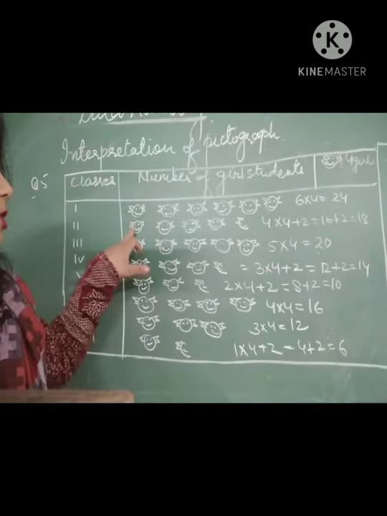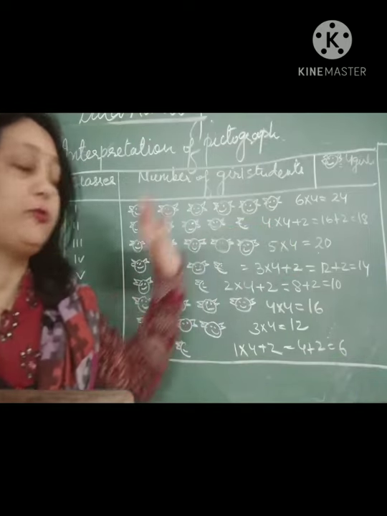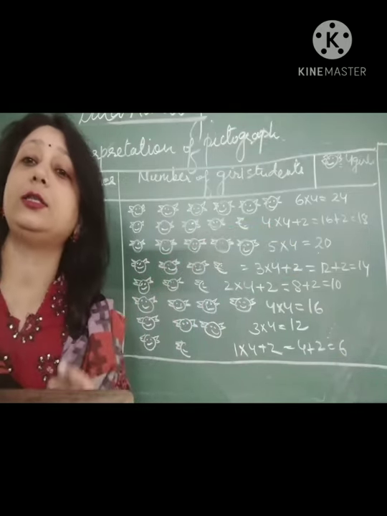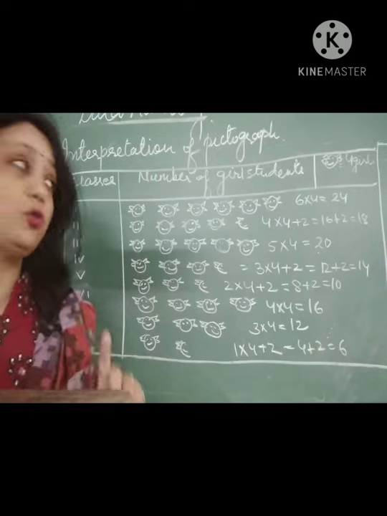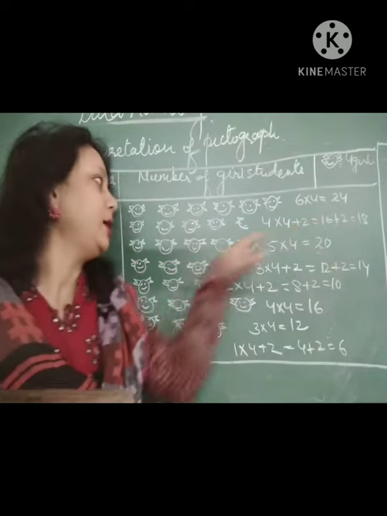Now how many complete pictures are there? 1, 2, 3, 4. 4 multiplied by 4. If one complete picture represents 4 girls, then one half picture represents 2 girls. Then add 2 for the half picture, which equals 18.